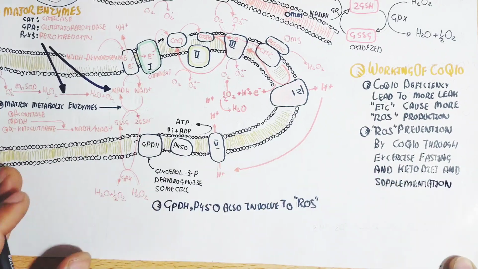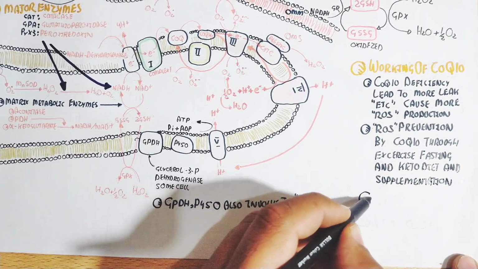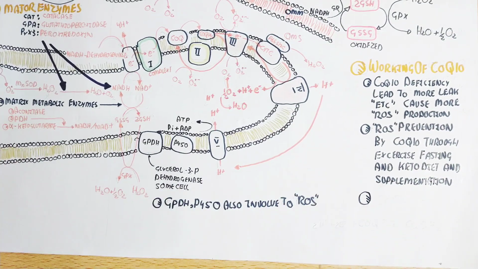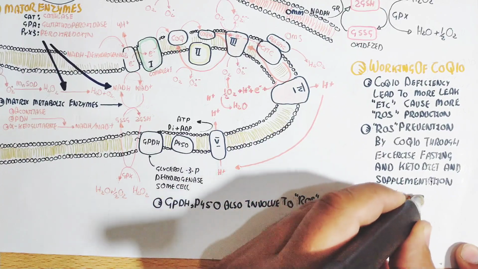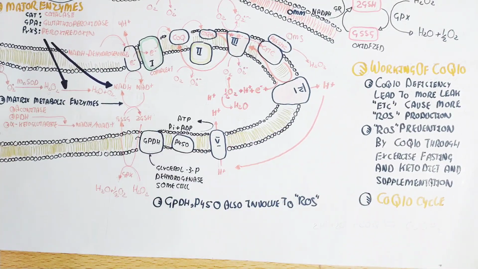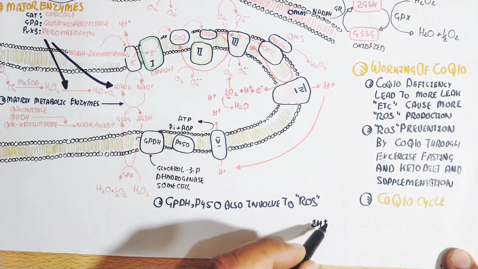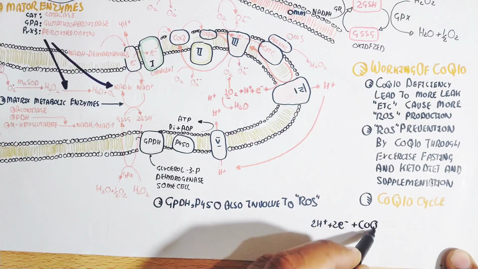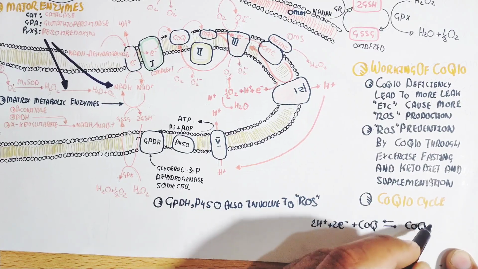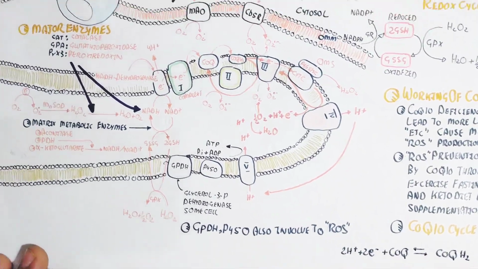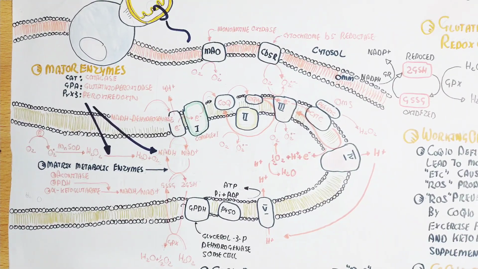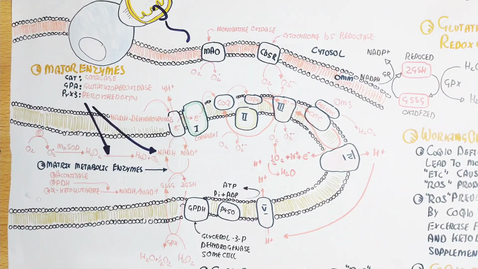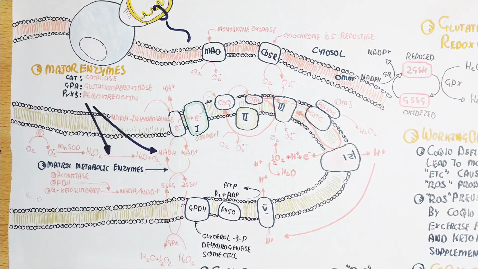In this way, we will discuss the coenzyme CoQ10 cycle here. Coenzyme CoQ10 accepts 2 protons and 2 electrons to become reduced, in the form of CoQ10H2. I hope this makes sense, and you can understand it.